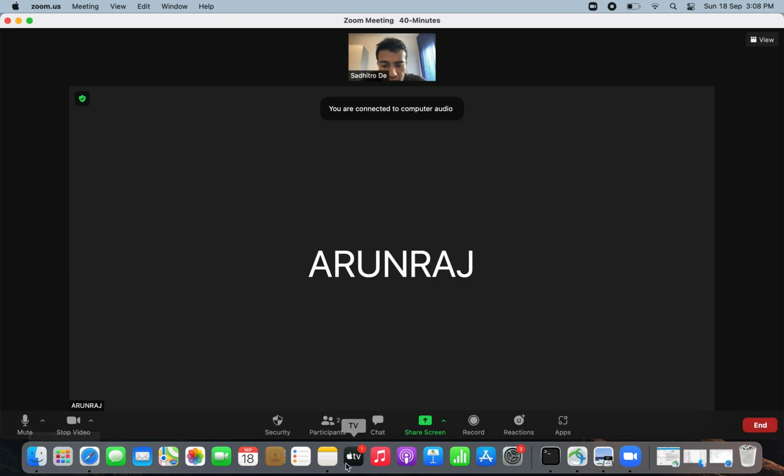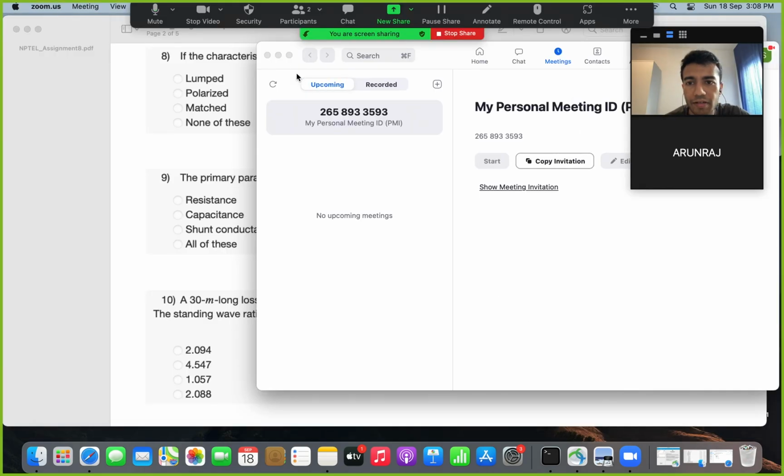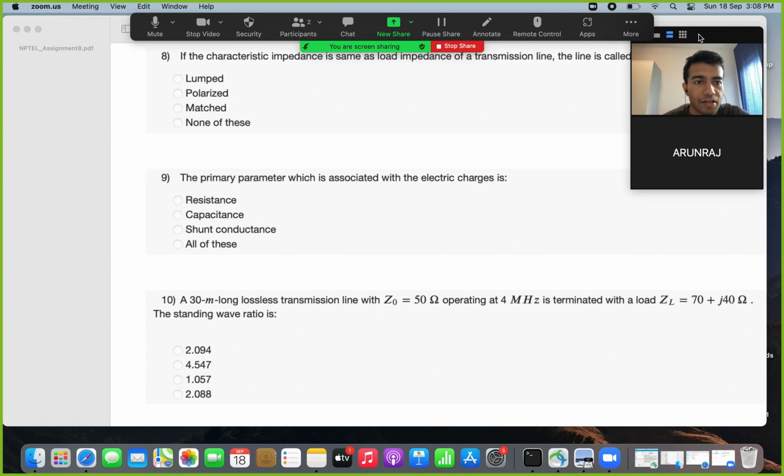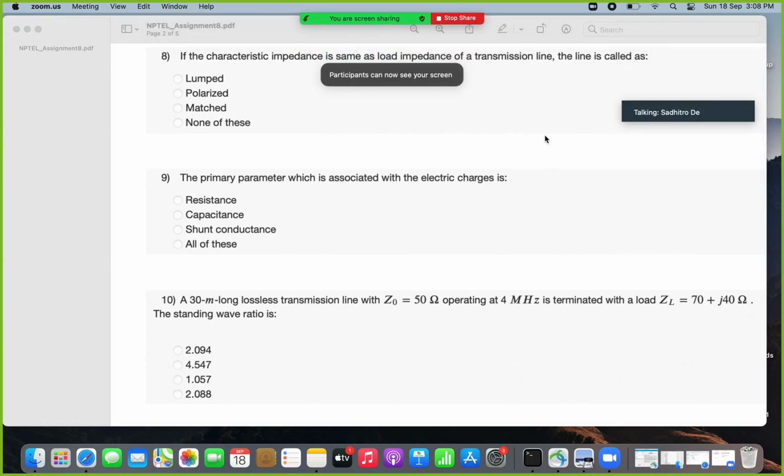Hello? The connection suddenly went off, I think. Wait, I'm sharing my screen again. Yeah, wait, wait. I think it's a connection problem.